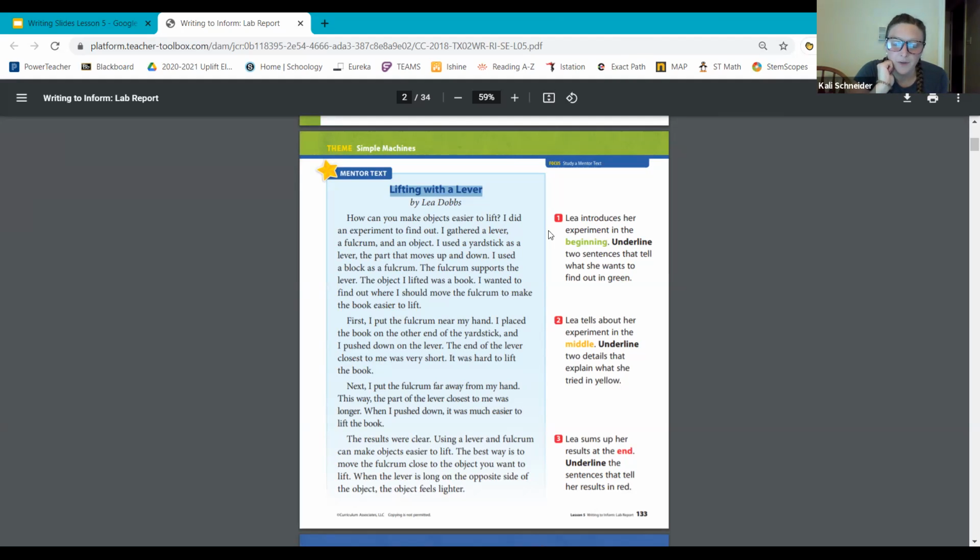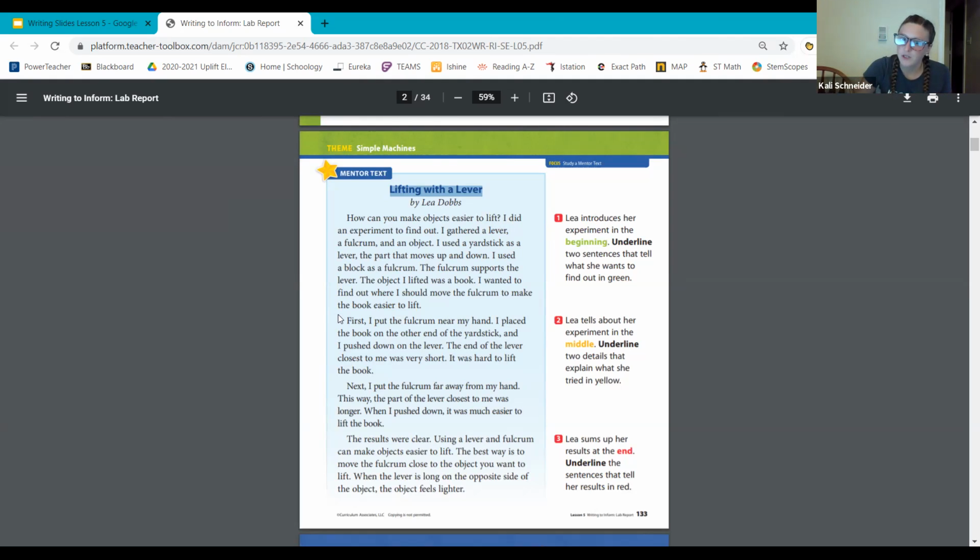First, I put the fulcrum near my hand. I placed the book on the other end of the yardstick, and I pushed down on the lever. The end of the lever closest to me was very short. It was hard to lift the book. Next, I put the fulcrum far away from my hand. This way, the part of the lever closest to me was longer. When I pushed down, it was much easier to lift the book.